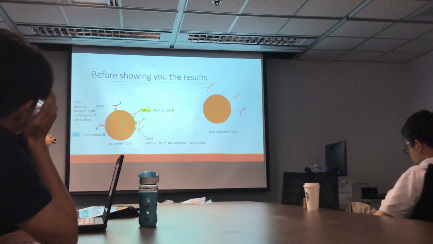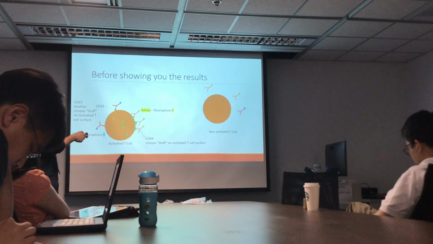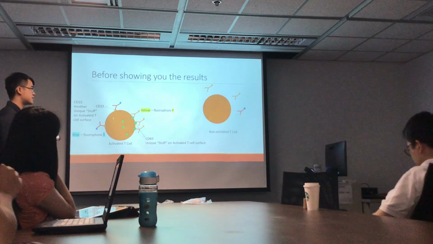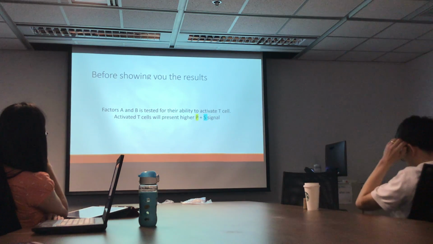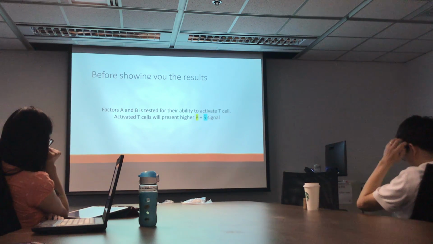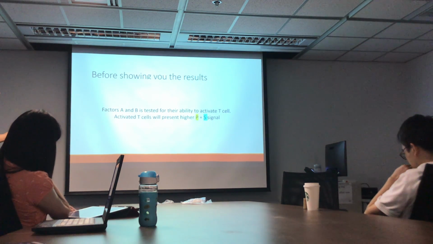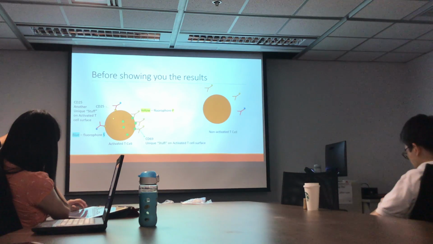As for non-activated T cells, the antibodies won't attach to them because there's very little to no surface molecule expressed. And yeah, this is a summary of what I just said. Vectors A and B are tested for the ability to activate T cells, whereas we're detecting the activation of T cells by P and S signals, which is the fluorescent signal here and here.